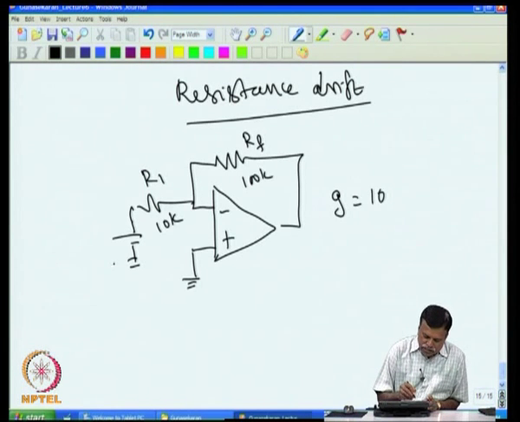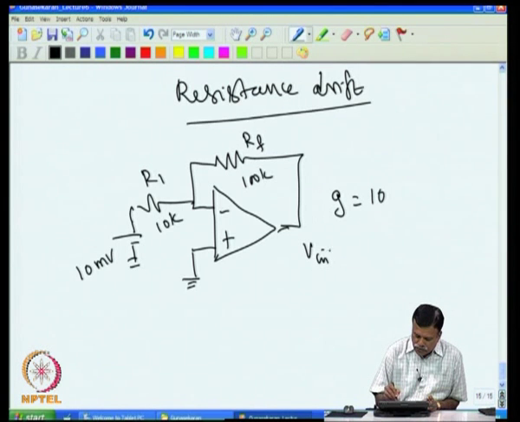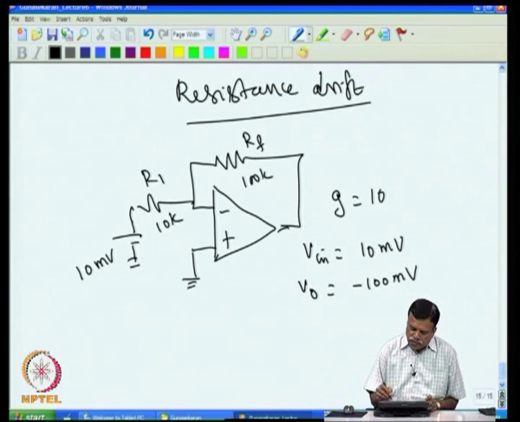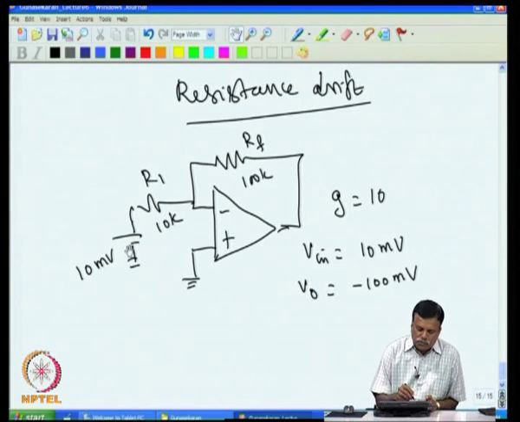Now, if I give here, for example, 10 millivolt, then my Vin is 10 millivolt, and then Vout comes to minus 100 millivolt, because it is amplified 10 times and inverted. So, you get minus 100 millivolt. The problem is whether this 100 millivolt we are getting here is constant or varying. Assume that this 10 millivolt input is constant, not changing, and assume the op amp temperature is also not changing, that means no parameters of the op amp are changing.